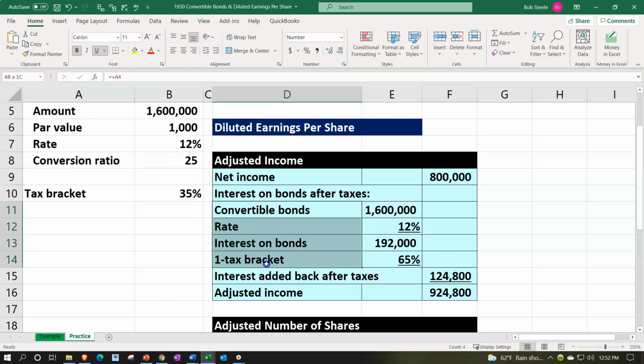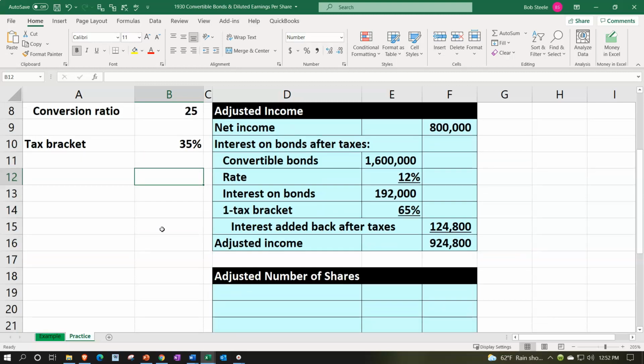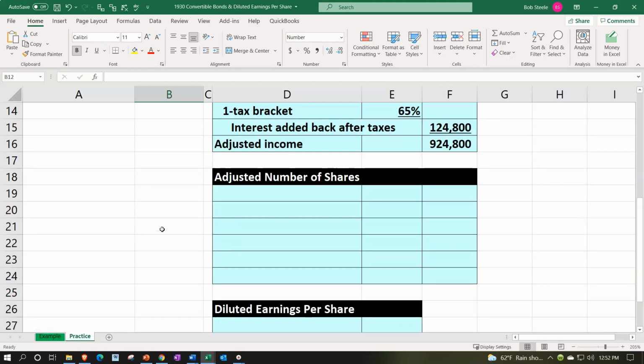Let's make some formatting things here. We're going to select these cells, alignment group, and indent them, and then I'll indent this one more time, alignment group, and indent it again. So now that we have the adjusted income, removing the impact of the interest that would be paid, and that would be a deduction, lowering the amount, and then the tax impact related to it, to get to our adjusted income. We can then calculate our adjusted number of shares that are going to be impacted, assuming that the bonds had been exercised.